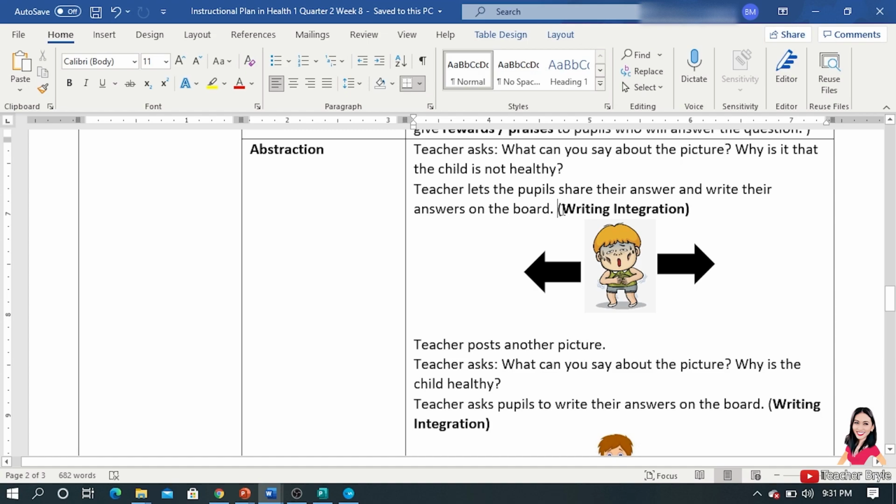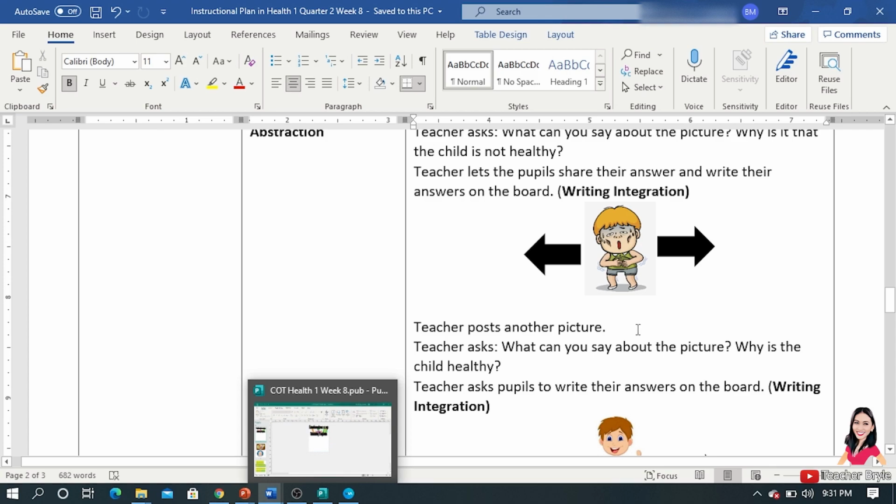So here, another indicator to be observed is number 1, apply knowledge within and across the curriculum. So writing integration, letting the pupils write their answers on the board. Remind them also of the proper way of handwriting.